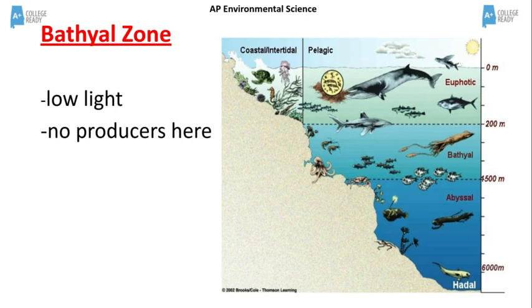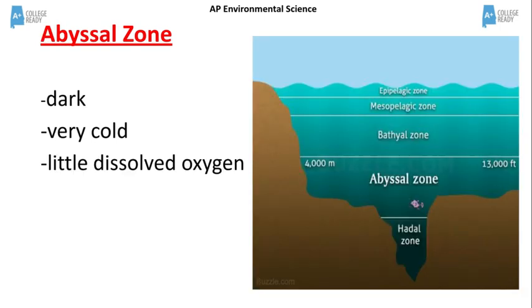The next life zone in the ocean is the bathyal zone. Light availability is low here and no producers are found here. The deepest life zone is the abyssal zone that is dark, cold, and has very little dissolved oxygen.